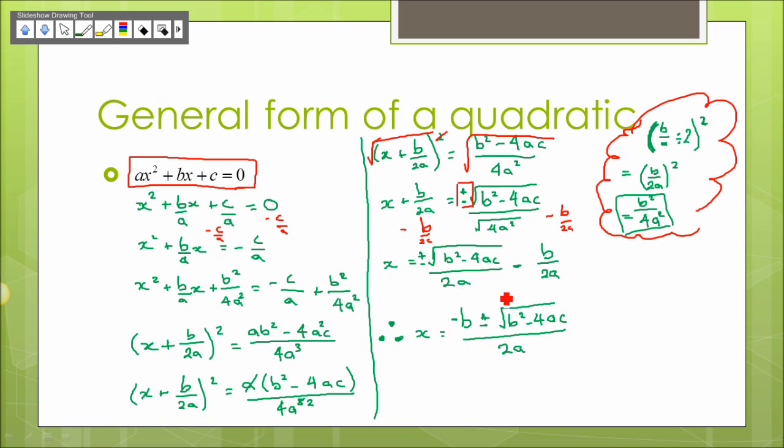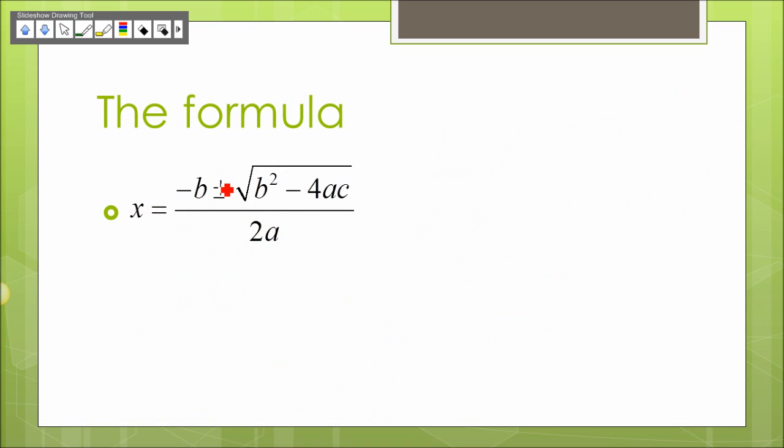Now, because these already have the same denominator, I could immediately subtract b from this fraction and join them together, and my complete answer was x = (−b ± √(b² − 4ac)) / 2a. So this can be used for all questions to solve a quadratic equation. And here it is: minus b plus or minus the square root of b squared minus 4ac, over 2a.